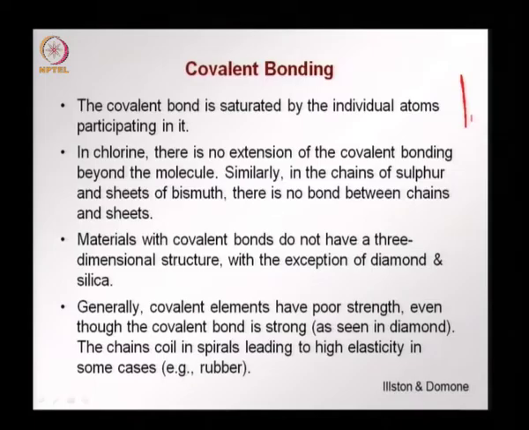Similarly, in chains of sulfur, sheets of bismuth, there is no bond between different chains or different sheets. So, these chains and sheets remain independently within the material. As I said before, covalent bonds do not lead to a lot of 3-dimensional structures, the exceptions being diamond and silica, both of which are very strong materials. In the other cases, since there is not a strong bond between the different chains and sheets, generally we find that covalent elements have poor strength.